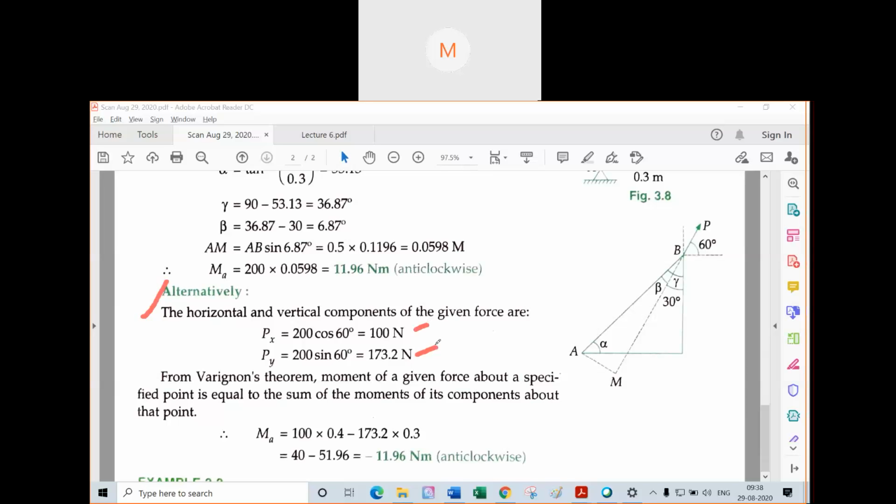Now we all know. You can write this one as a note. Just write this line. From Varignon's theorem, the moment of a given force about a specified point is equal to the sum of the moments of its components about that point. So now we will find out the individual moments.